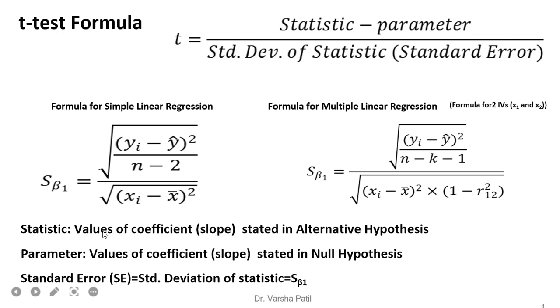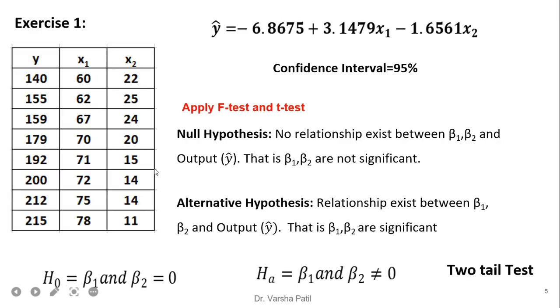Statistic is whatever is stated in our alternative hypothesis, that the variables are significant. So in statistic, we put the value of the slope which we get from the multiple linear regression, and parameter is nothing but the null hypothesis. Here we keep that the variables are not significant, therefore we take 0, and this is nothing but the standard deviation of the statistic, or standard error with respect to input.